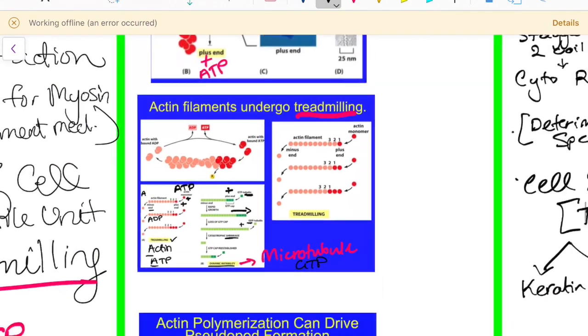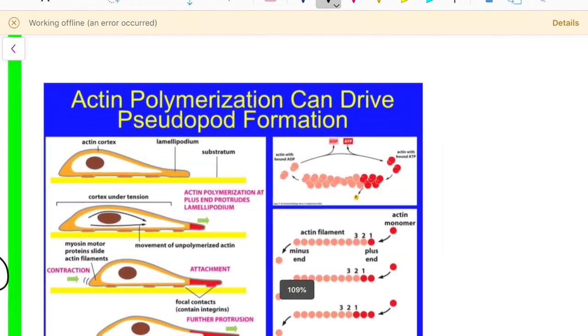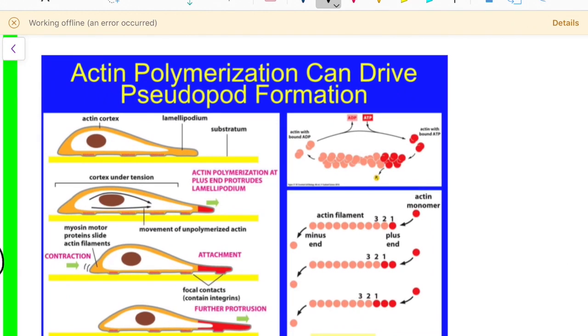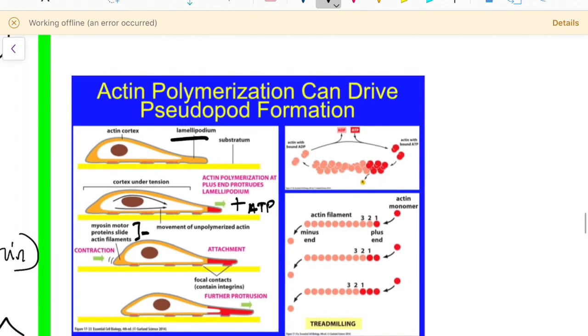So that is dynamic instability, and once again, how lamellipodium are able to move the actin cortex is that you have actin polymerization at the plus end, whereas you have myosin sliding filament that happens on the minus end, and that contracts.